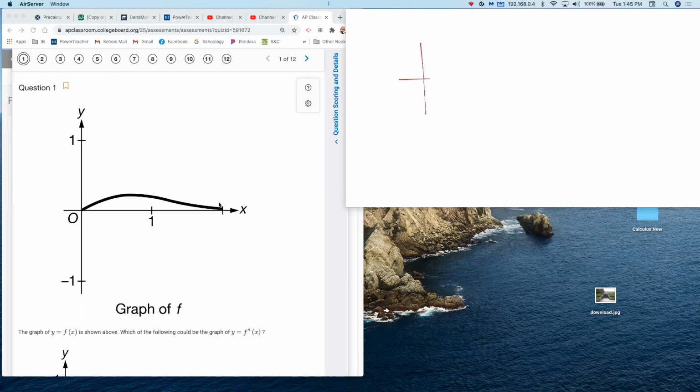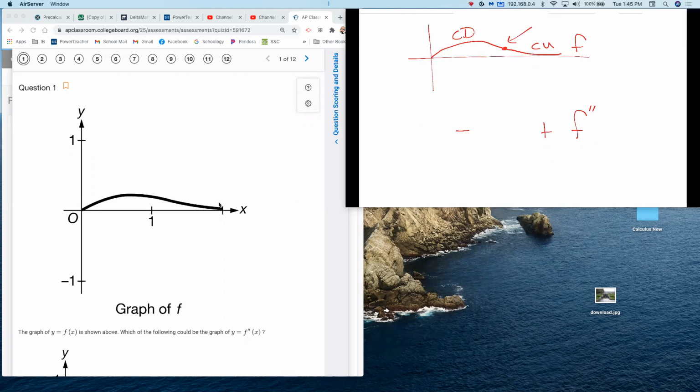If you think about what that looks like, we have a graph that goes like this, and then goes like this. Somewhere right here, there is a shift from concave down to concave up, and this is the graph of F. What that means is F double prime needs to go from negative values to positive values at that same X value. So whatever this is, X equals C, that's what needs to happen here. The second derivative needs to go from negative to positive.